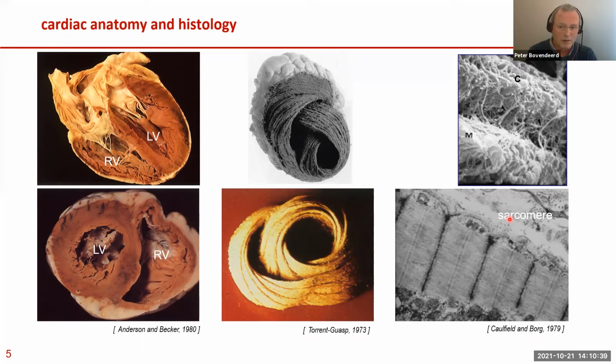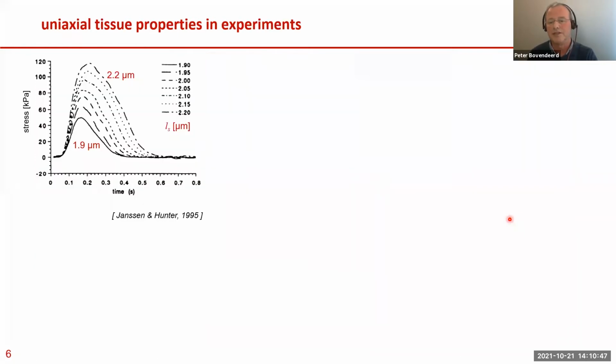Now, if you want to model cardiac mechanics, you have to quantify tissue behavior, so the constitutive properties of the tissue. And then you have to rely on experiments, and typically, this is an interesting experiment performed by Janssen and Hunter. So they took pieces of myocardial tissue and they stretched them to various amounts. And the amount of stretch here is indicated by the length of the sarcomeres after stretching.